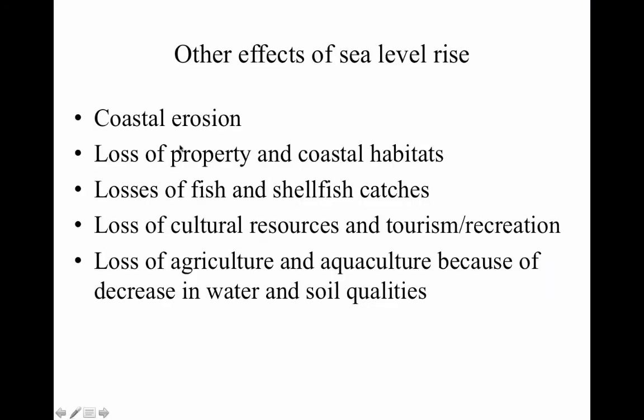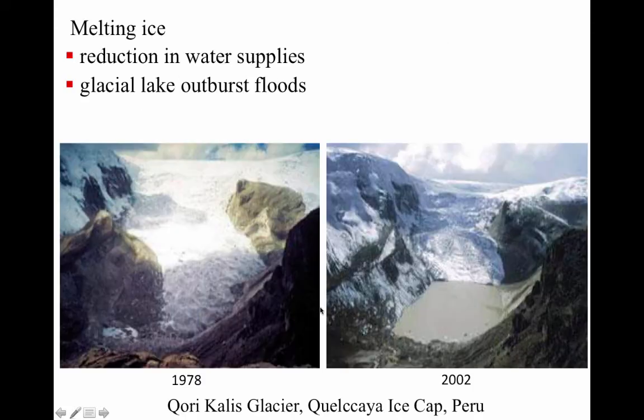Other effects of the sea level rise: erosion at the coast, loss of property and coastal habitats. People tend to like to live near the water, and when they get there, they build very expensive homes. So that will be a dramatic increase in property loss. Losses of fish and shellfish catches, especially shellfish that rely on living at the bottom of shallow water. Loss of cultural resources, and of course tourism and recreation of the shore and water areas. And also loss of agriculture and aquaculture because of decrease in water and soil qualities.